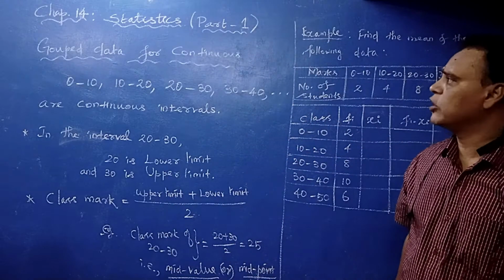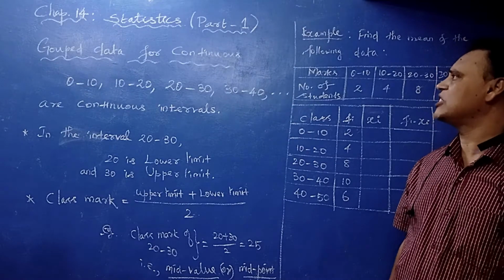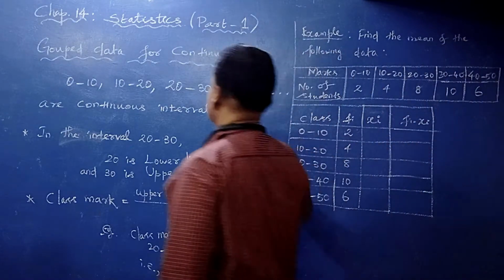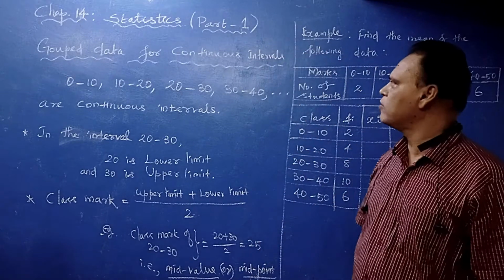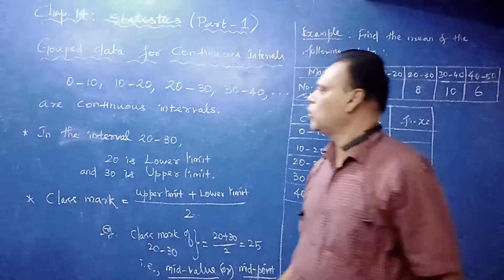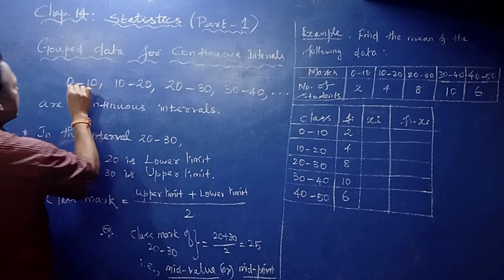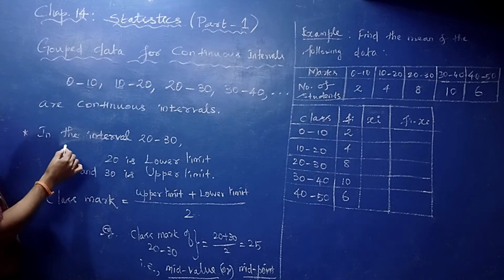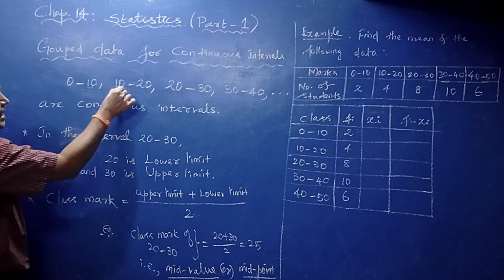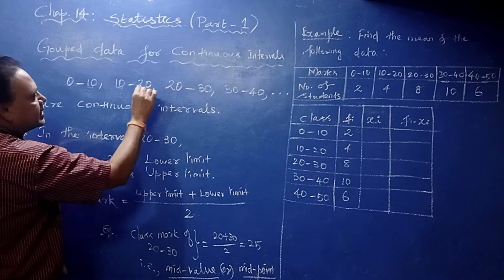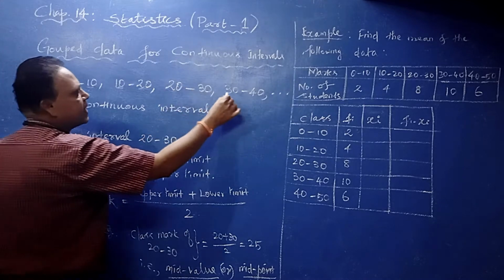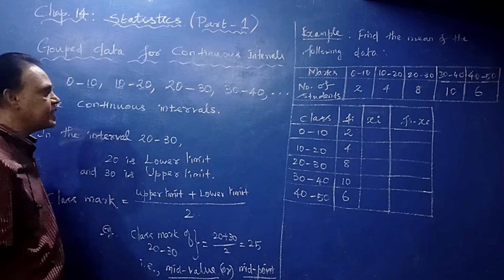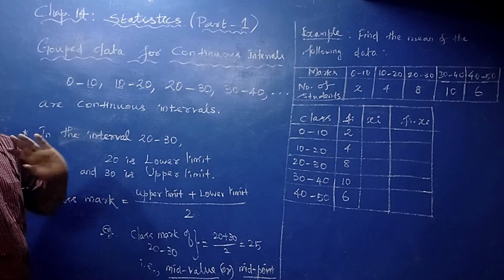So next we will see grouped data for continuous intervals. Okay, so 0 to 10 you take, 0 to 10, 10 to 20. You see it is continuous. Clear? 0 to 10, next 10 to 20, then 20 to 30, then 30 to 40. These are called continuous intervals.